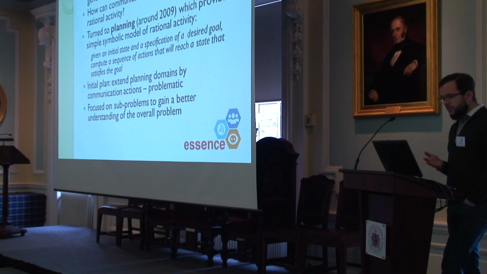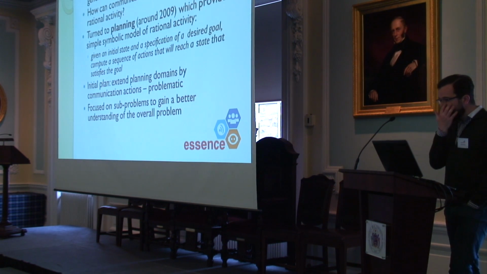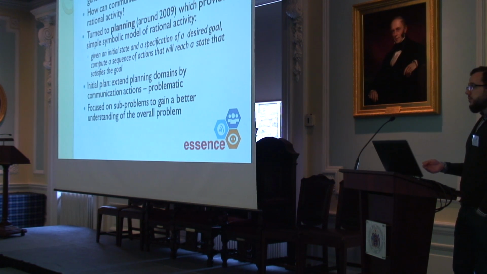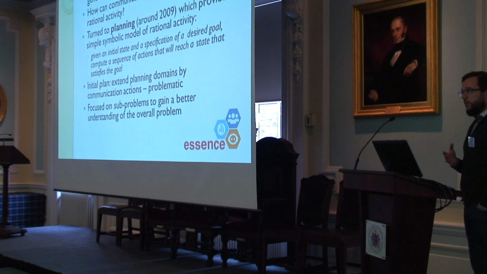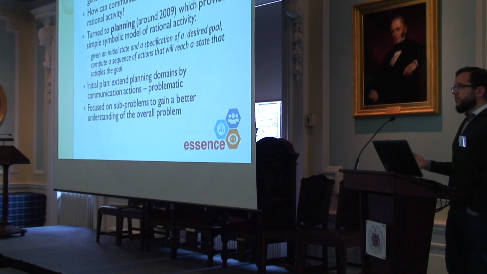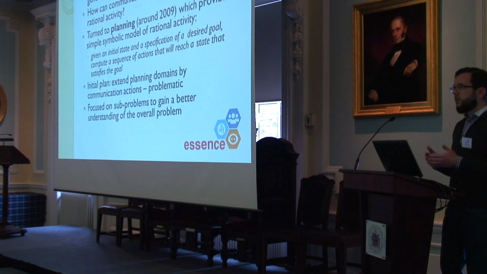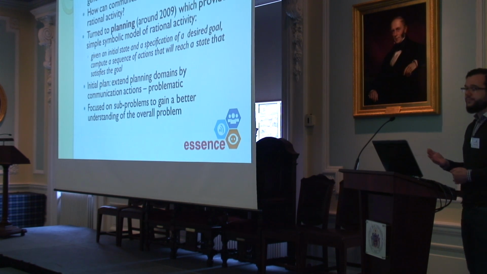This is why we turned to planning a few years ago. Why planning? Because planning provides a very simple symbolic model of rational activity. As I said before, in planning you have an initial state, a goal you want to get to, and specifications of actions that tell you when you can apply them and what they change in the world. There are plenty of algorithms that help you synthesize sequences of actions to achieve a goal. So I thought, if communication is useful, it must be possible to plan it into a plan that you have. Turns out, it's not that simple.